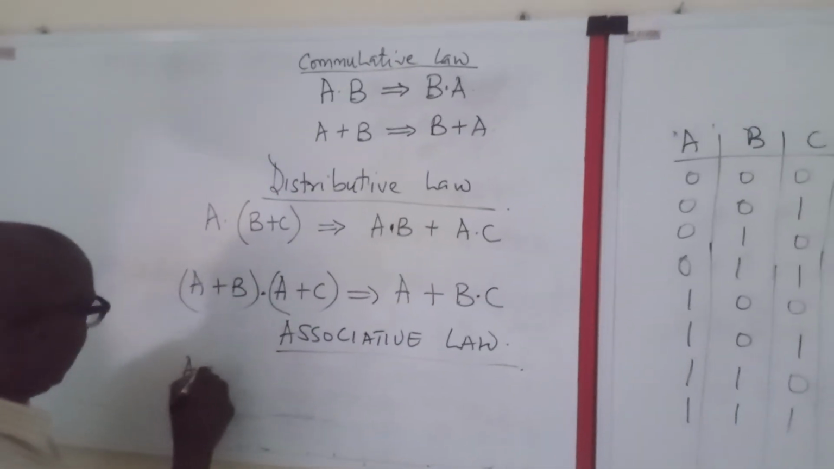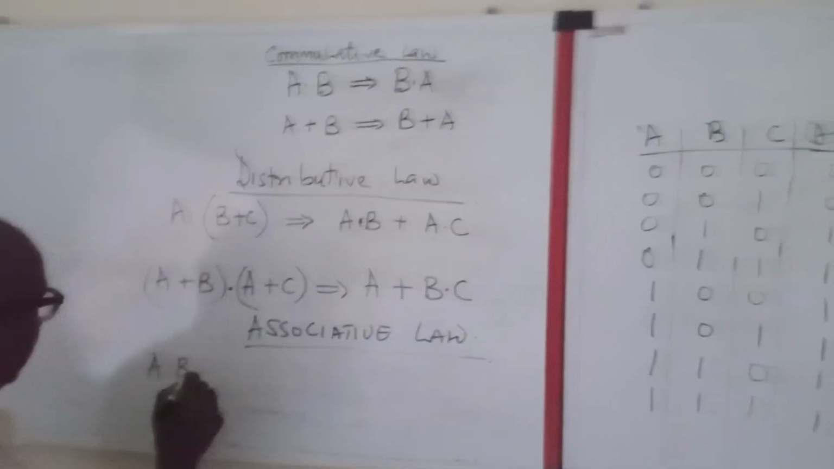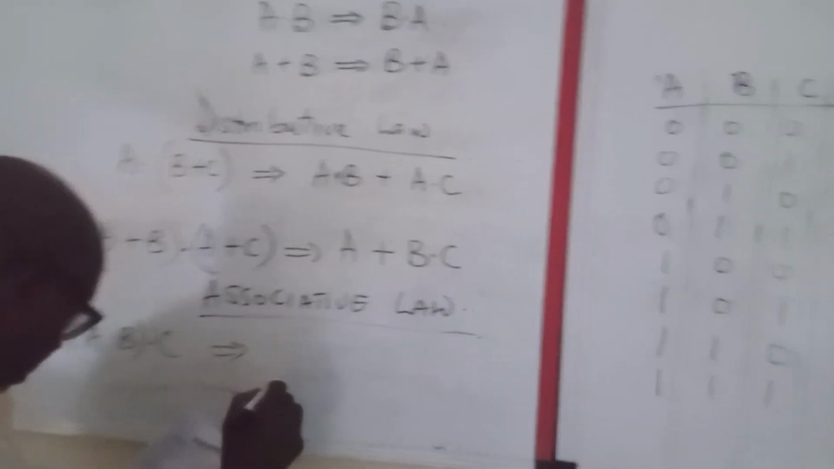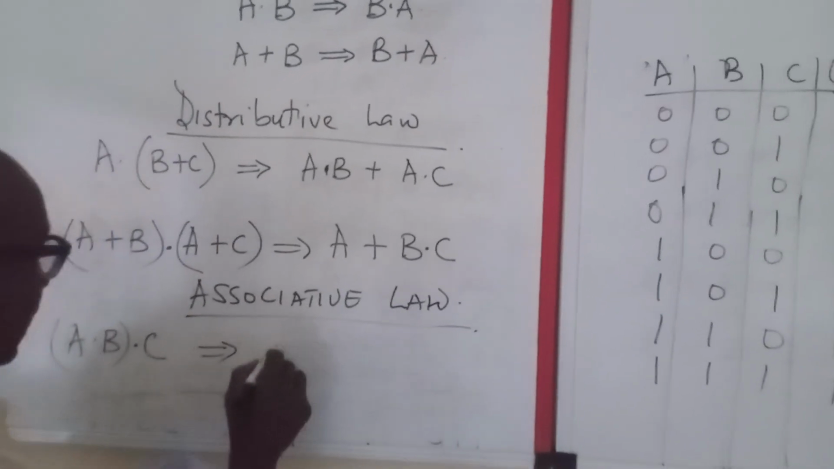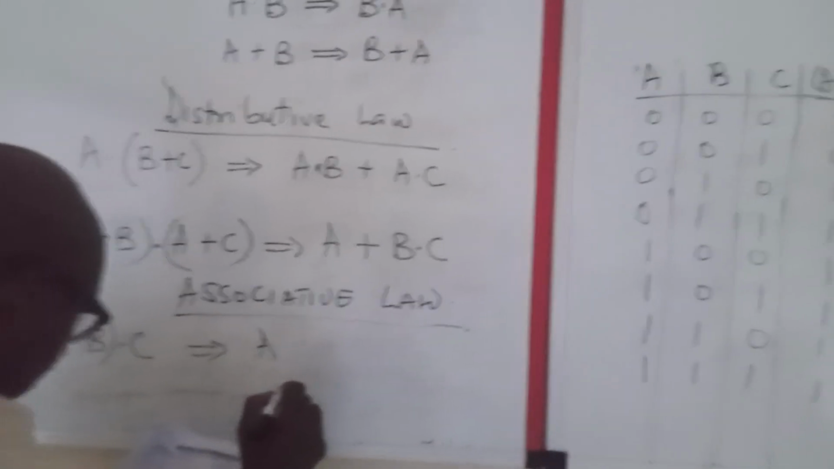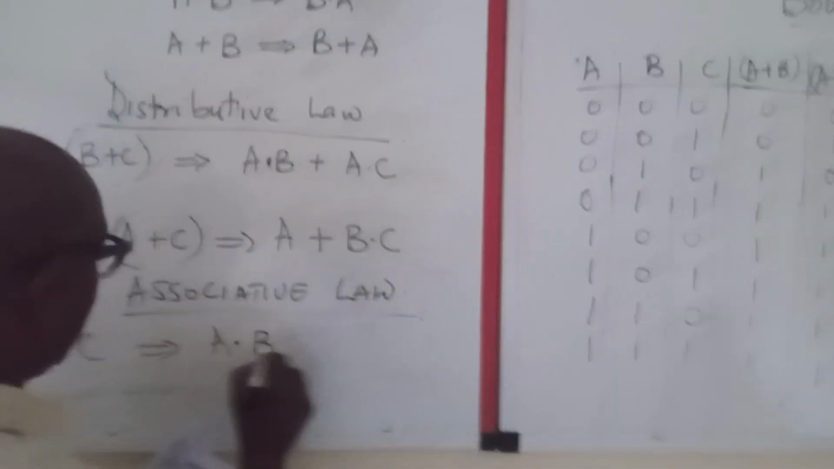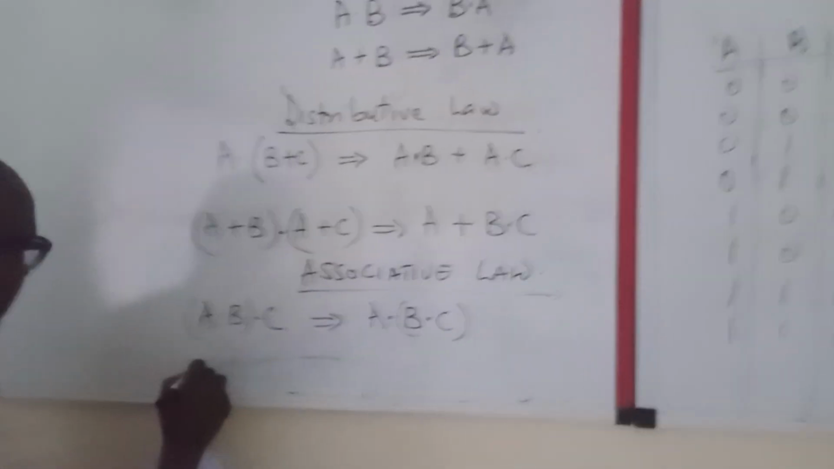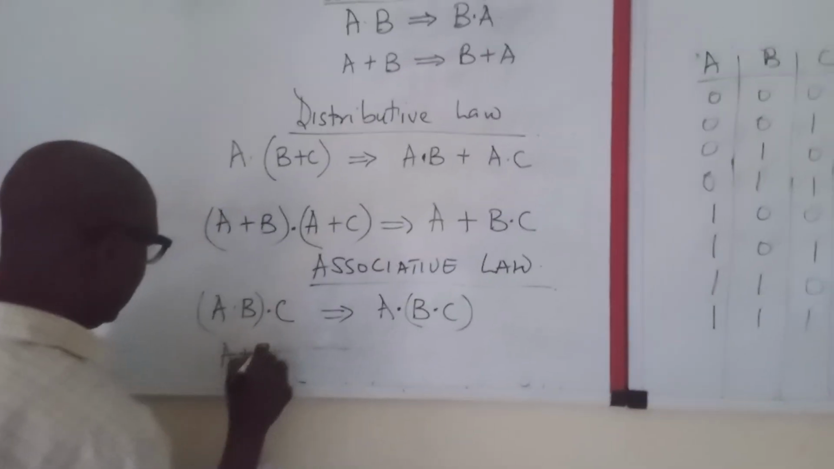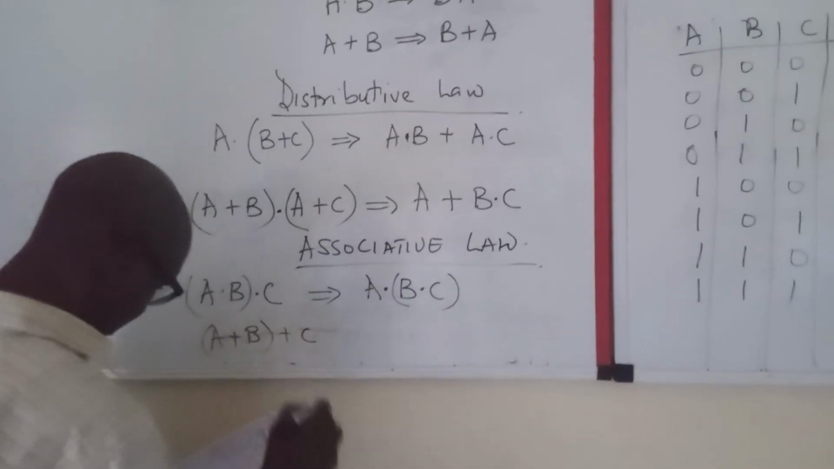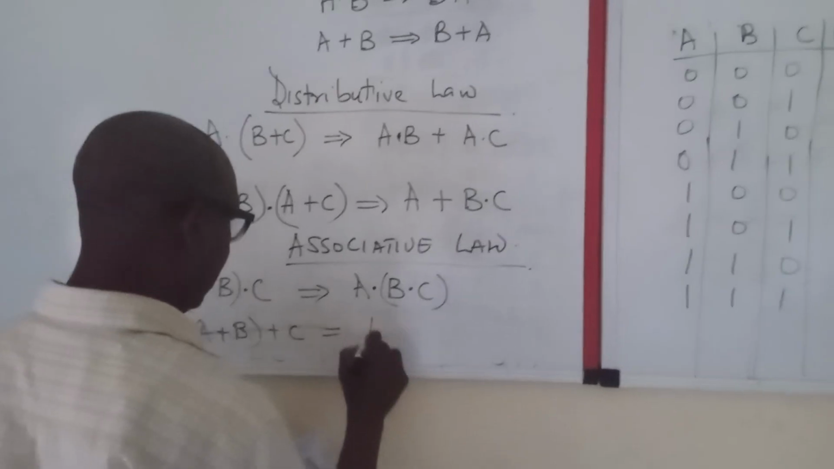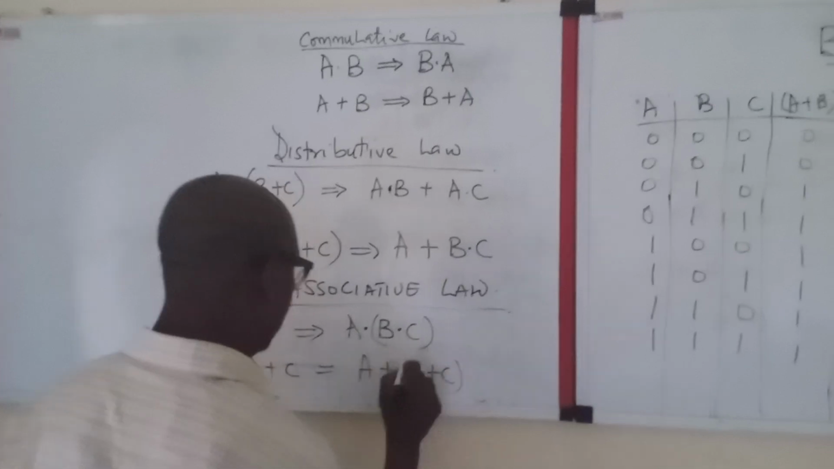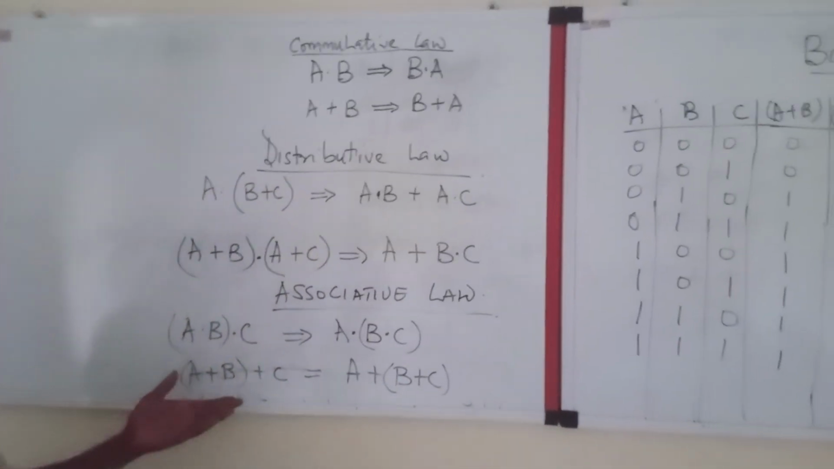It's A dot B dot C is the same thing as A dot B dot C, with the grouping changed. The second one says A plus B plus C is the same thing as A plus B plus C, regrouped. This is the associative law.